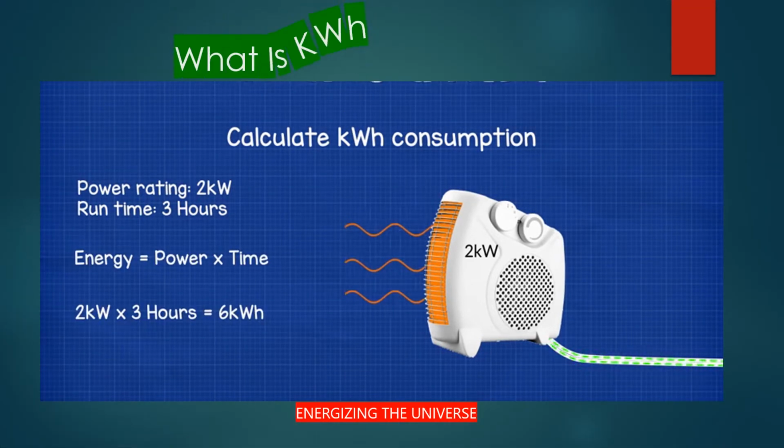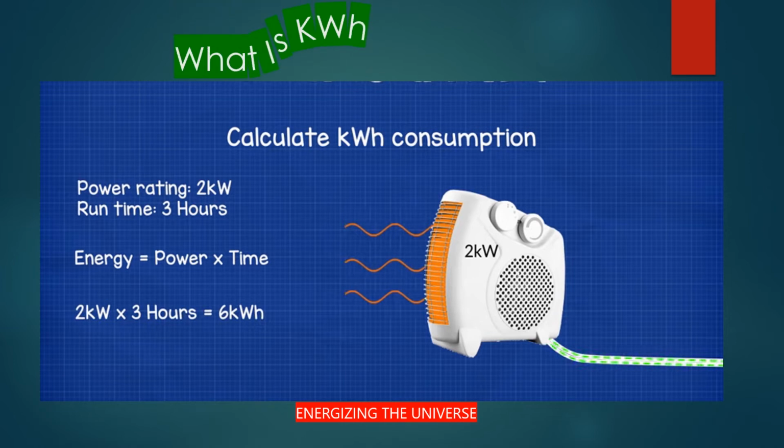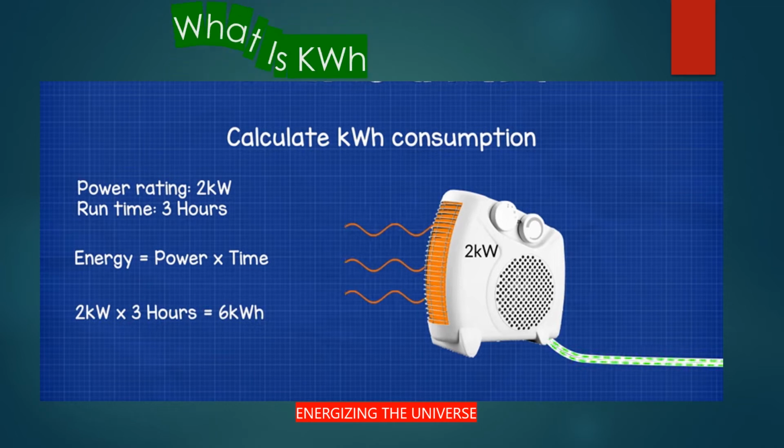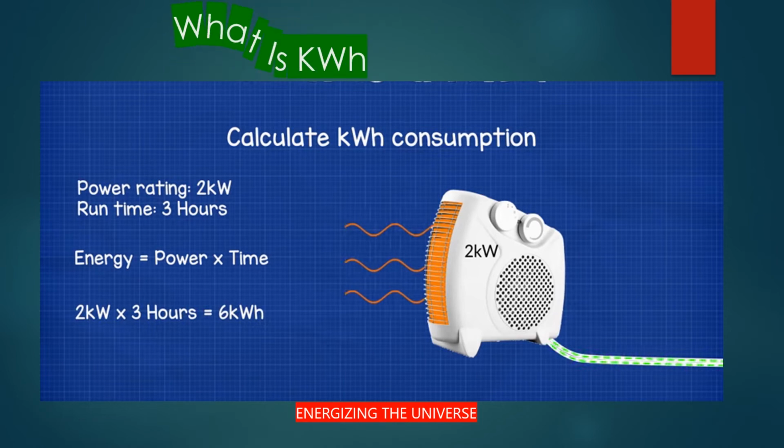We can use the energy formula, which is energy is equal to power times time. Power here is rated at 2 kilowatts for the heater, and let's say it will run for 3 hours. So here we are going to calculate the kilowatt hour. Energy is equal to power times time. The power is 2 kilowatts and the time is 3 hours. So 2 kilowatts times 3 hours is equal to 6 kilowatt hours.